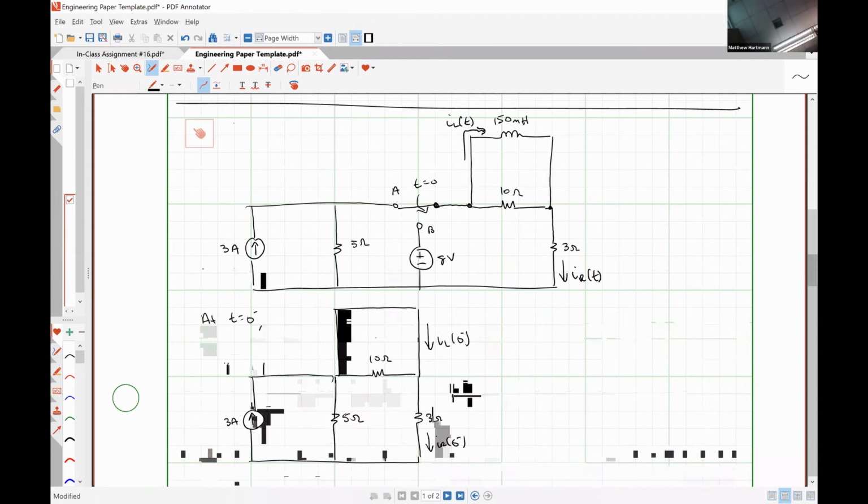So before we get into the analysis here, we can easily observe that that 10 ohm resistor is in parallel with the short circuit that is representing the inductor. Correct or incorrect? It's correct. So that means we know that no current will flow through that 10 ohm resistor.